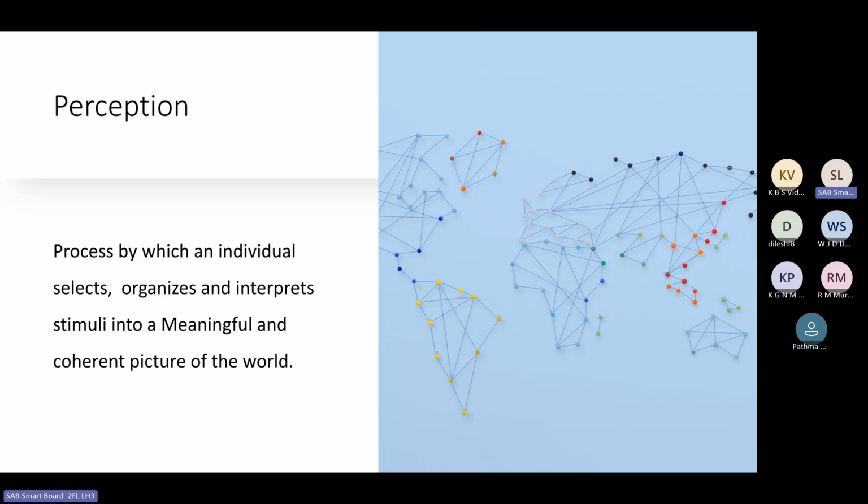So this is a definition for perception. The process by which an individual selects, organizes, and interprets stimuli into a meaningful and coherent picture of the world, right? So when they get exposed to different stimuli, they define it with their own experience. Sometimes with what they have heard about, or after their hands-on experience, they try to give an interpretation. That is why some brands are good and some are not good for some people, while the same brand is good for another set of people. That is the perception we have.